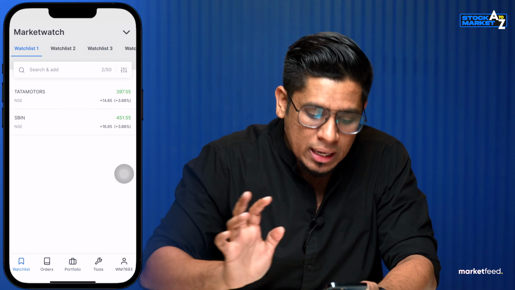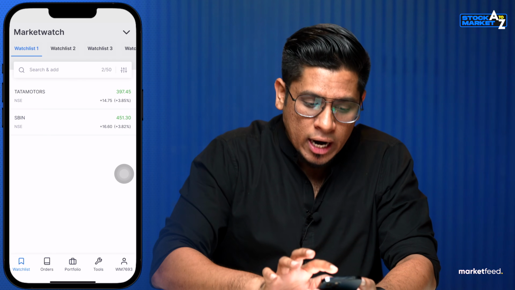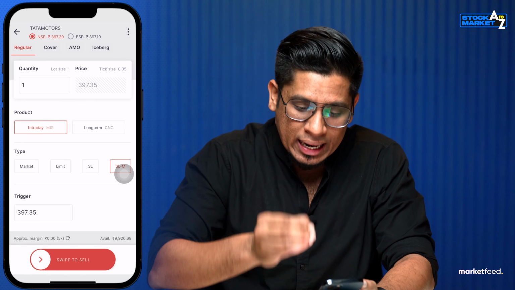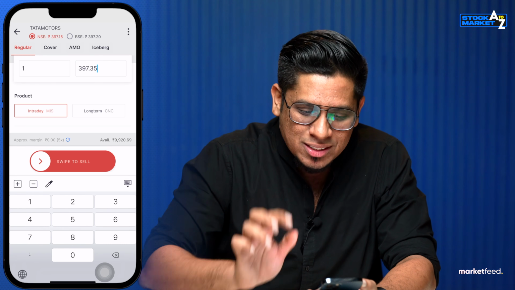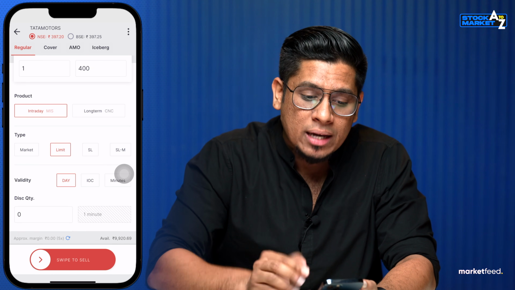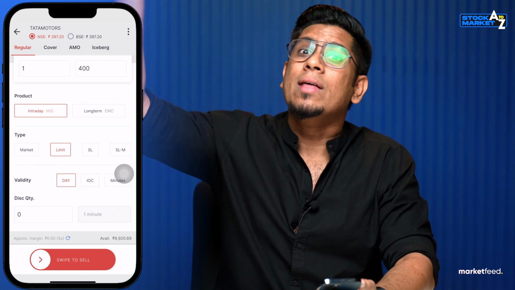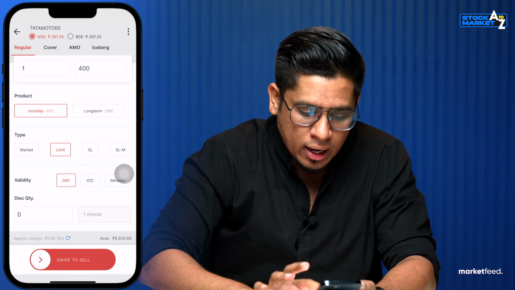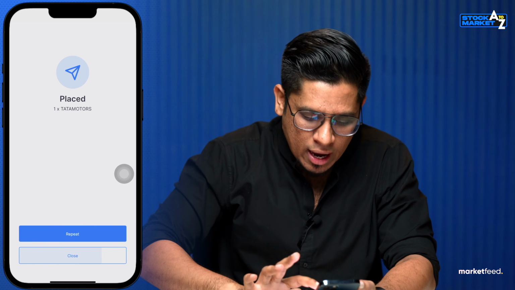Okay, now let me keep a target also for my buy position. So for that, I'm going to Tata Motors again. I'm clicking on sell again, one quantity, intraday. I'm placing a limit order. Okay, and what is the price? What should be the price of the limit order? My target price. My target price is 400. Right? When Tata Motors reaches 400, that is my target. Let it get executed automatically. So I'm putting in 400, and validity is day, disclosed quantity is 0. Swipe to sell. Okay, I'm closing it.